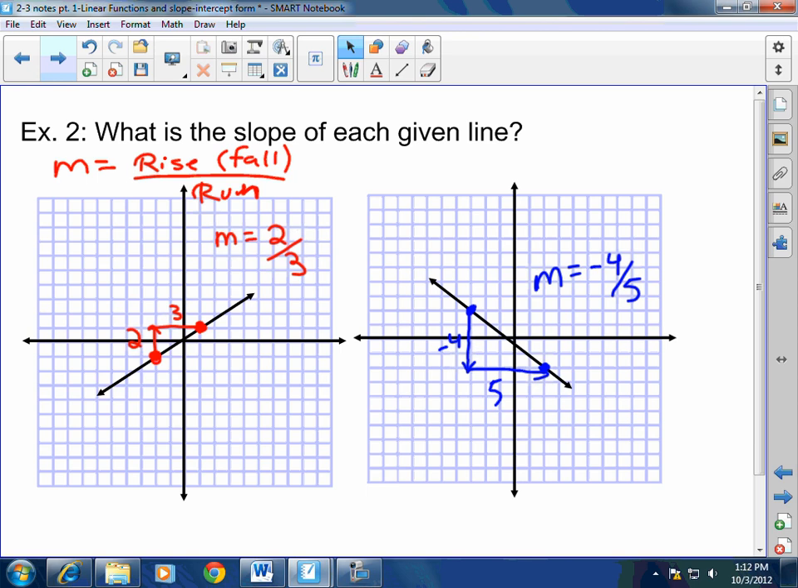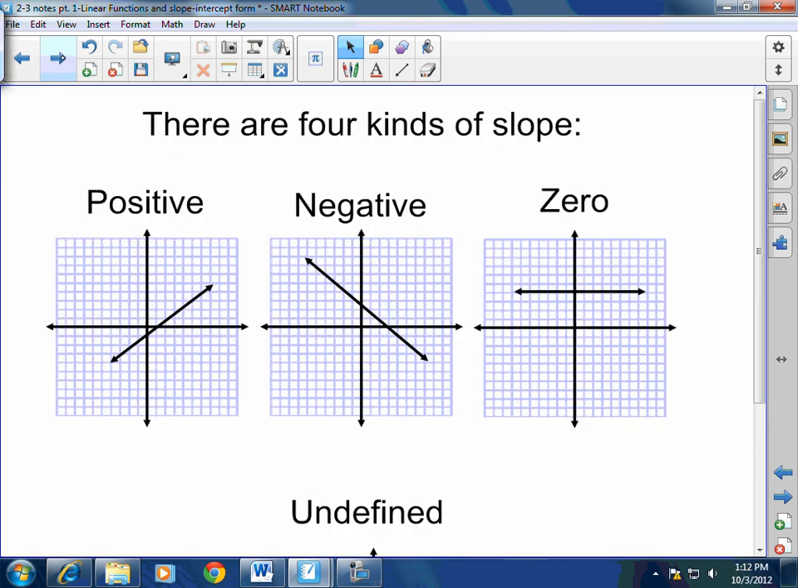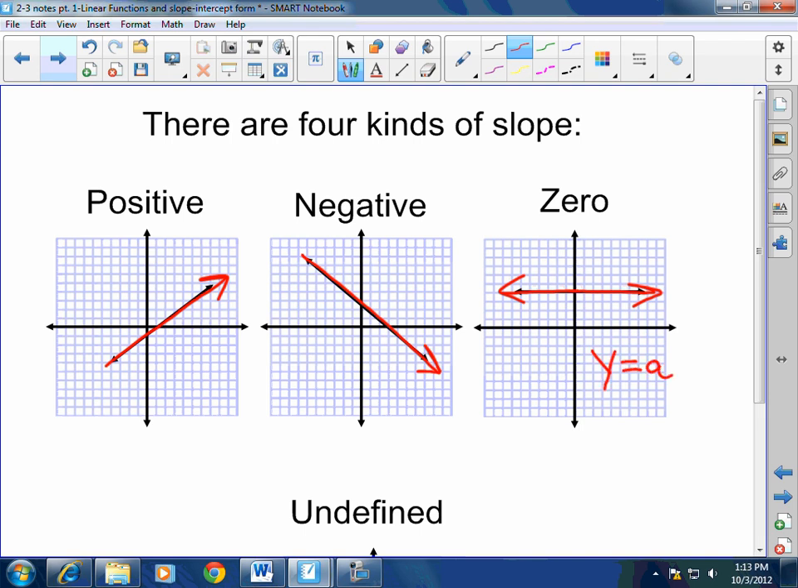That makes sense. Okay. Now, there are 4 kinds of slope, guys. Positive slope, if I'm increasing from left to right. Remember, big on left to right here. Negative, if I'm decreasing from left to right. Zero slope, that's the one that's a horizontal line. Remember, the equation for a zero slope is y equals a, where a is the value that it's going through.